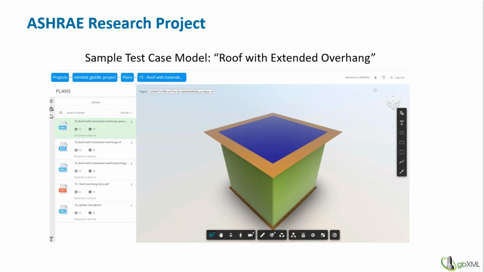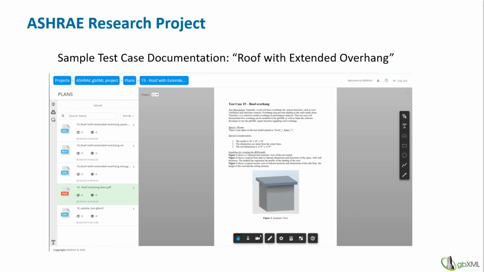So one example of a test case is this one, a roof with an extended overhang. Typically a roof will have overhangs for various functions, such as roof ventilation or rainwater controls, and overhangs also provide shading to the walls underneath them. So therefore, it's critical to model overhangs in performance analysis. This test case demonstrates how overhang can be modeled in gbXML, as well as helps the BIM authoring tool vendor to test the gbXML export function regarding roof overhangs. So this is just one example of a test case. And a test case will include not only documentation, but a sample gbXML file, sample Revit file, and other types of files.